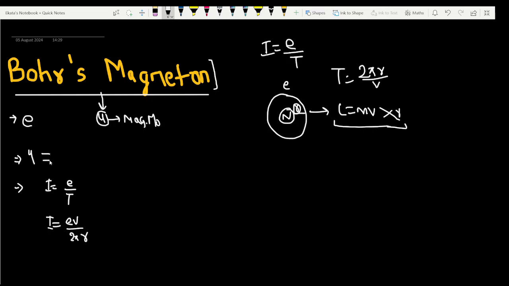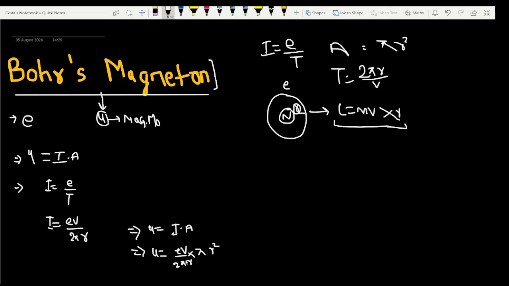Remember, magnetic moment is equal to the current into the area. The area of this circle is given by the formula πr². So the current and the area are both known, and we can find μ as follows. μ is equal to I into A. Putting the value of I as ev upon 2πr, multiplied by πr².